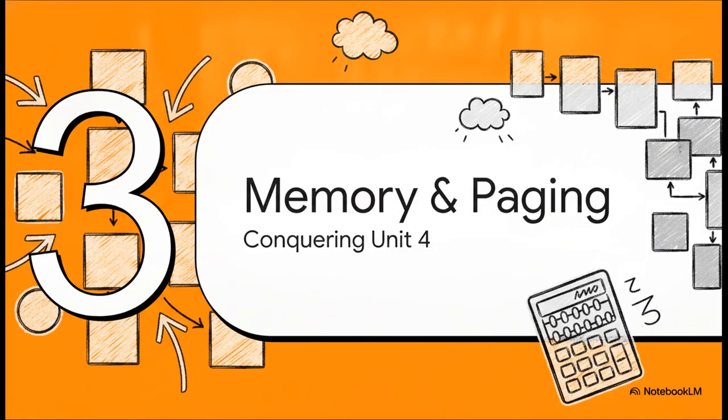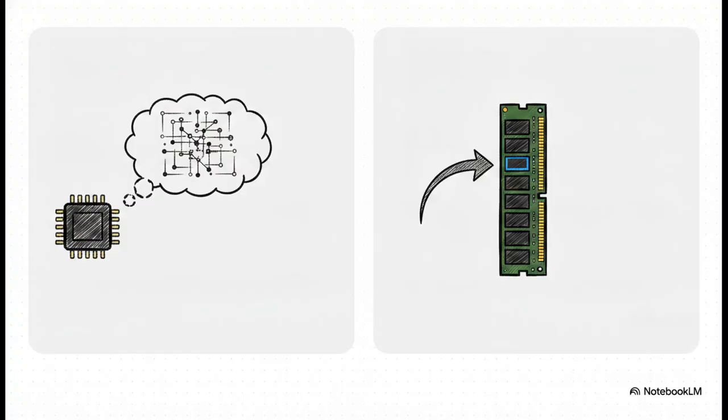Moving right along to part 3, memory management and paging. It's time to conquer Unit 4. So Unit 4 is where those theoretical concepts translate directly into heavy, super predictable numerical points. But just like before, we start with the easy definition marks.